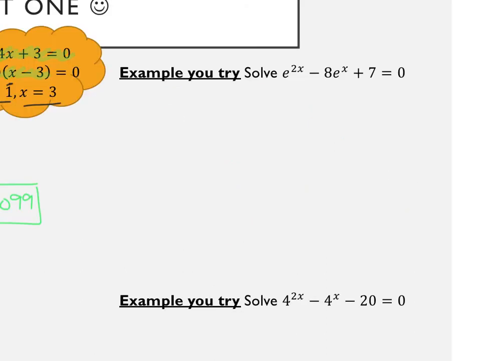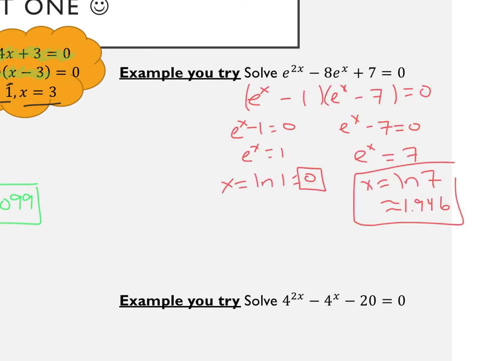Now I would like you to take a minute and try a similar problem. Hopefully you found for this one, it factors to (e to the x minus 1) times (e to the x minus 7). And you do get x equals 0 and x equals natural log 7, or approximately 1.946.